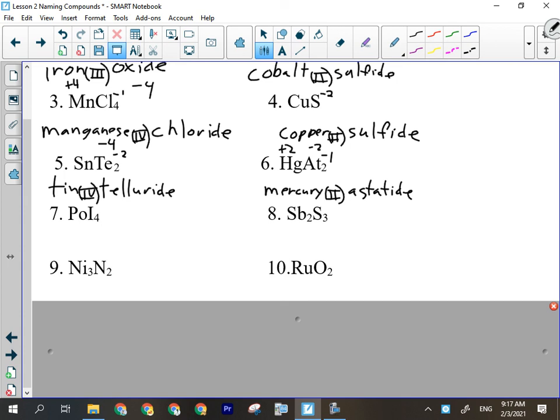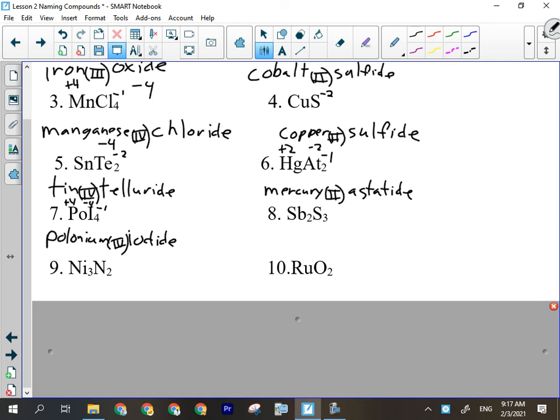For number 7, we've got Po, which is polonium, and it's with iodine, so it'll be polonium with a Roman numeral and then iodide. Iodine has a charge of -1, and there are 4 iodines, so that's 4 negative charges in total. There's only 1 polonium here, so its charge must be +4. So polonium IV iodide.